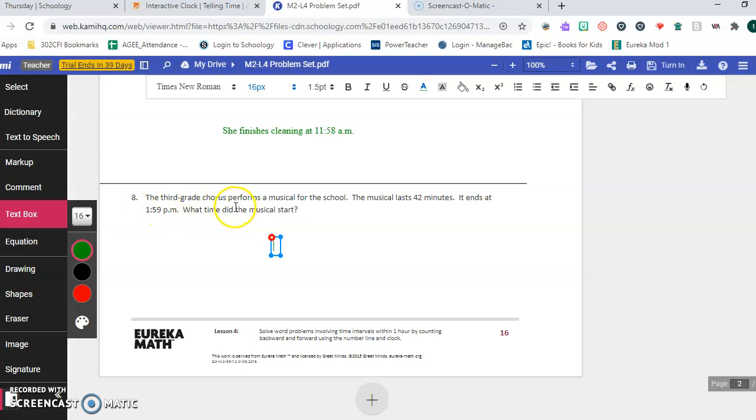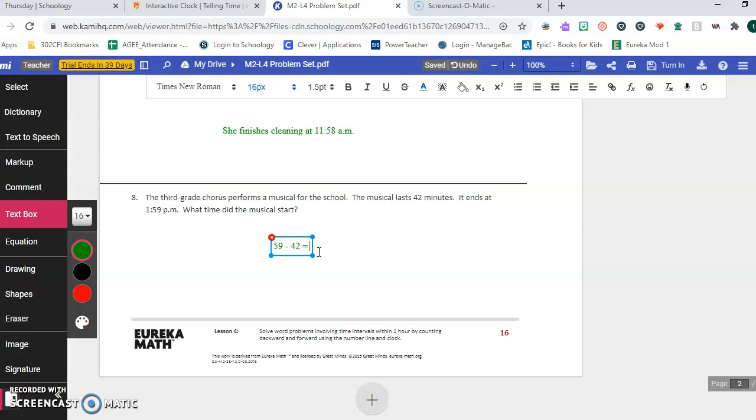I'm looking for the start time, which means I have to go backwards in time. I'm going to take this 59 and I'm going to subtract 42. 59 is my ending time minus 42. I could count up from 42 to 59 or down from 59 to 42. I could use my clock tool. I could use my number line. I could stack them and use the standard algorithm. There are a number of ways that you can solve this problem.